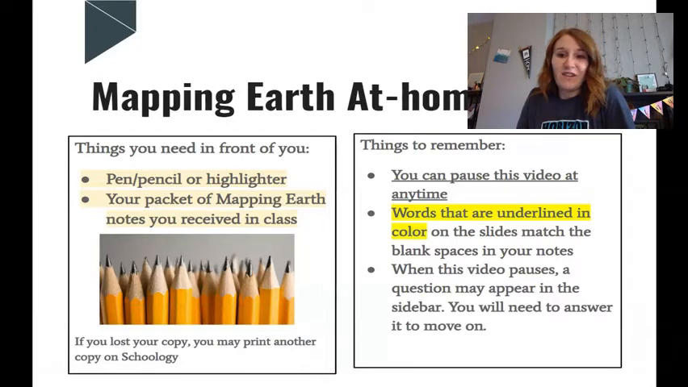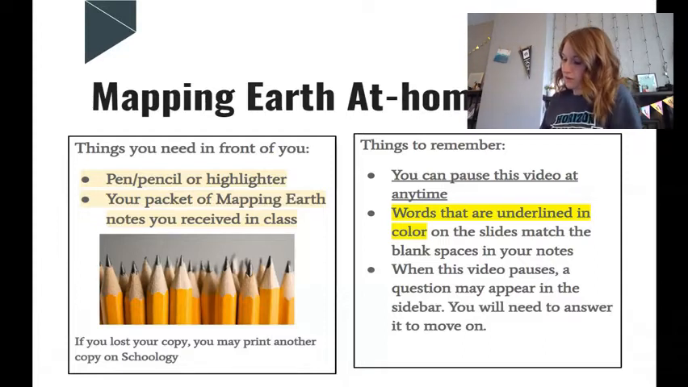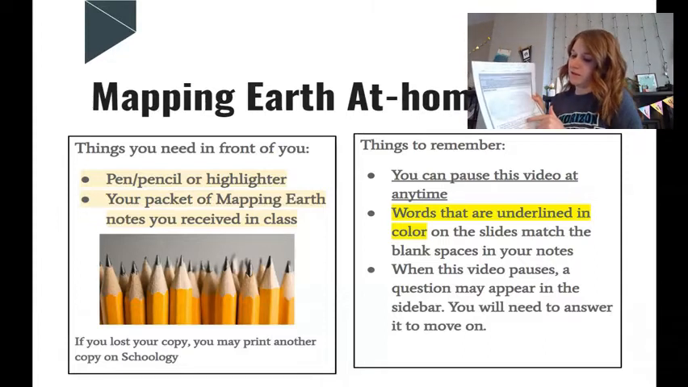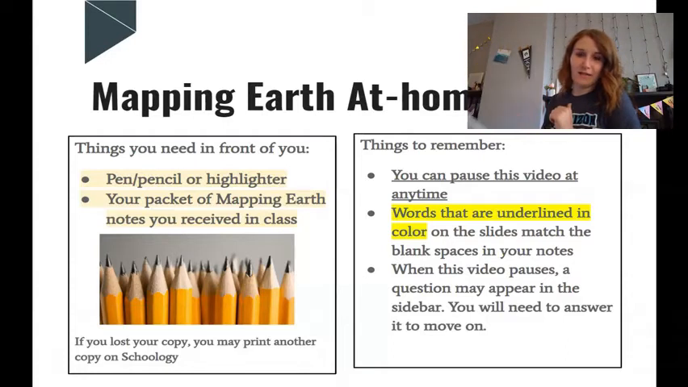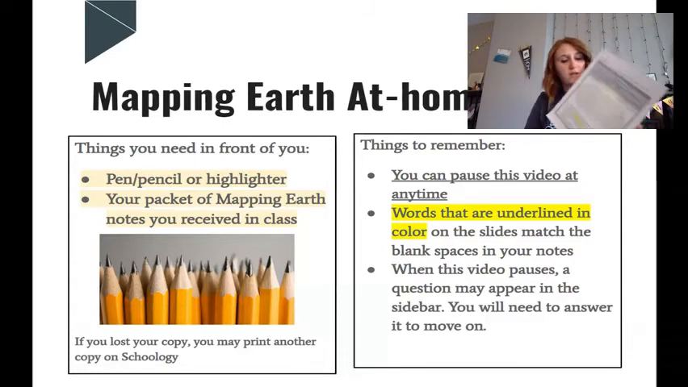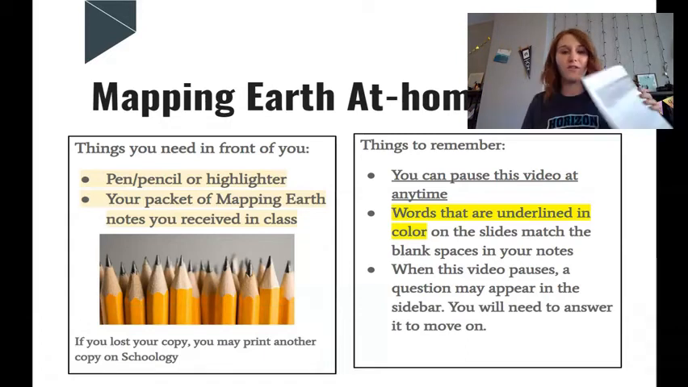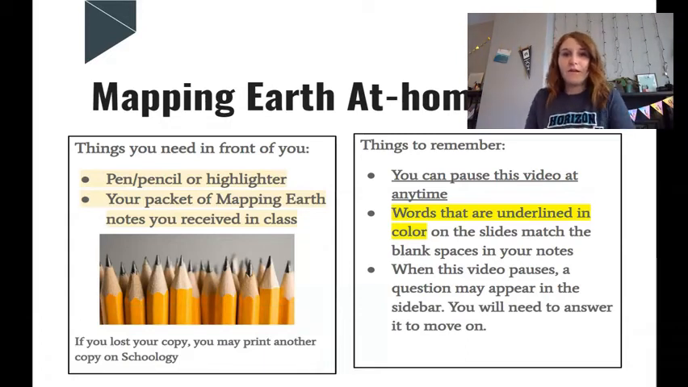Words on the slides that are underlined in color, I think most of them are written in yellow, match the blank spaces in your notes. So if you have a blank space, the yellow word will be written in that spot. If you have all the words written in, you will highlight the yellow word. Also, when this video pauses, Mr. Harris and I may ask you a question. It will appear in the sidebar. You'll type in your answer or select the best multiple choice answer in order to move on.